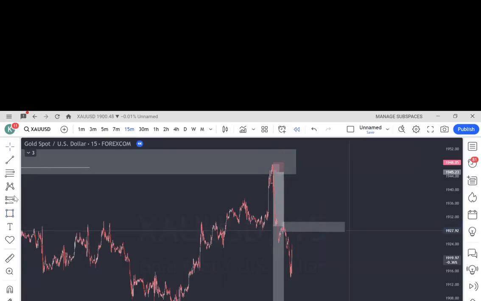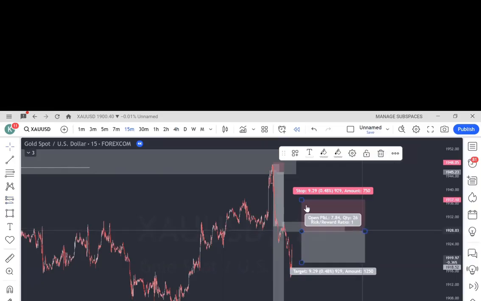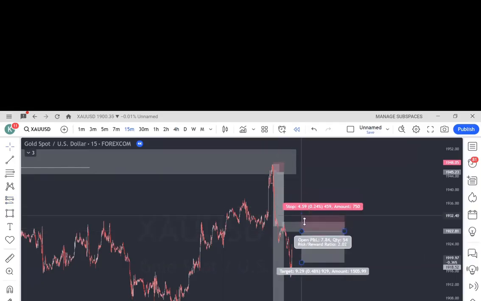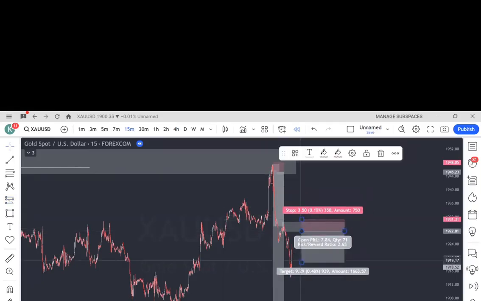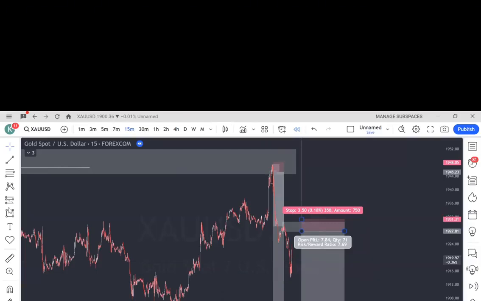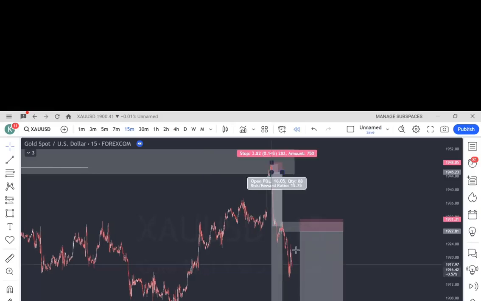What they have to do is just put in their position, stop loss a little bit above it, target the same low, and sell. So what do you expect price to do? Let's just see.